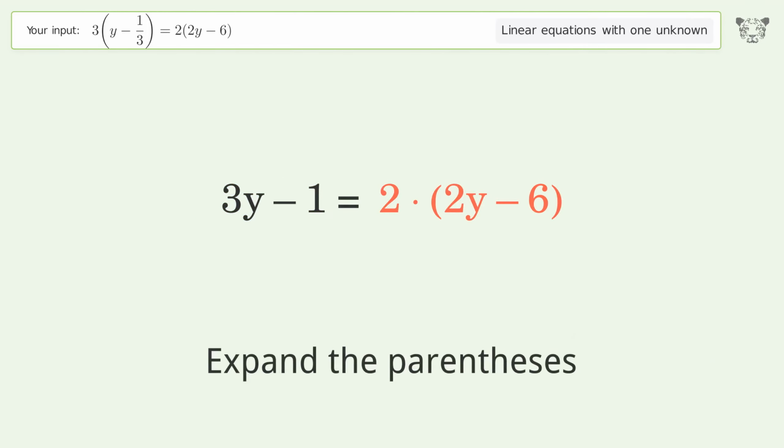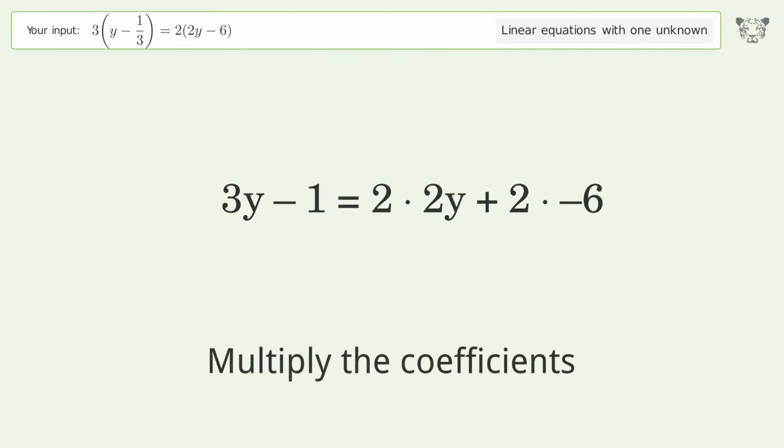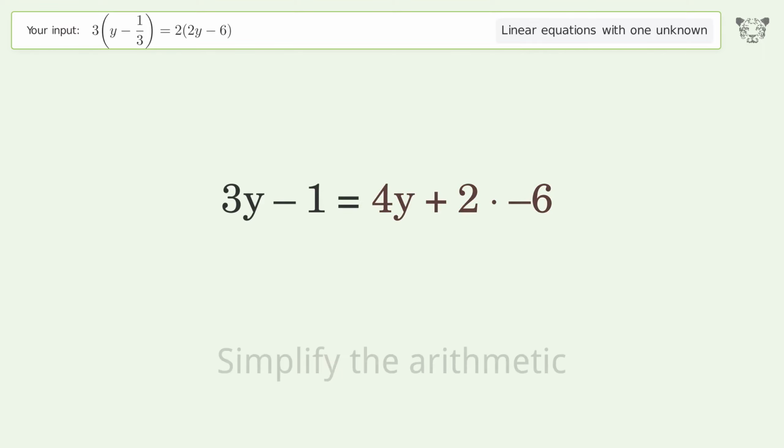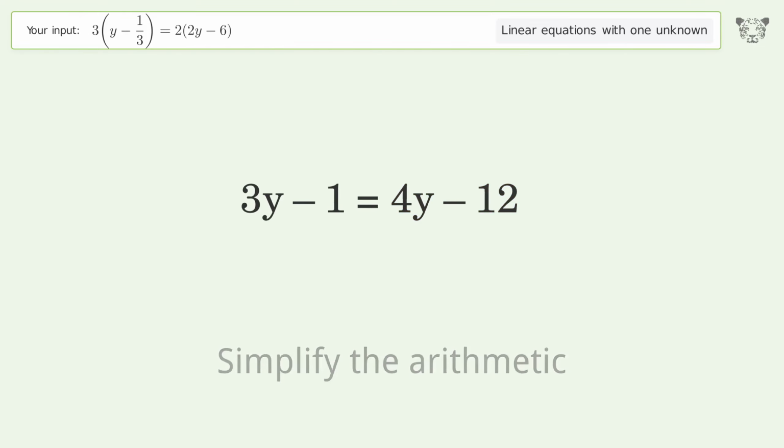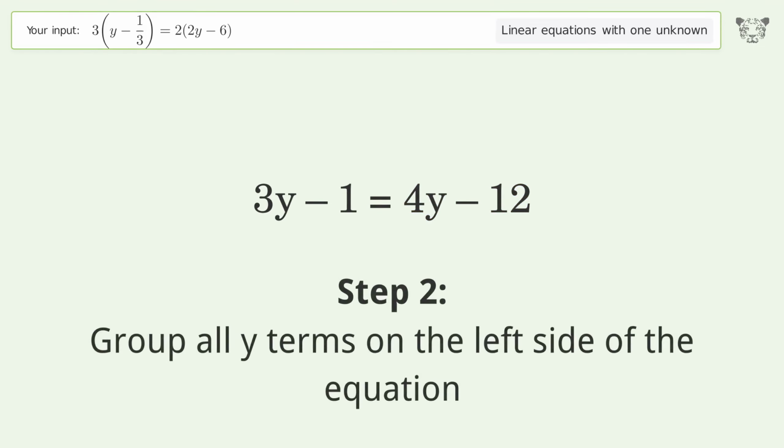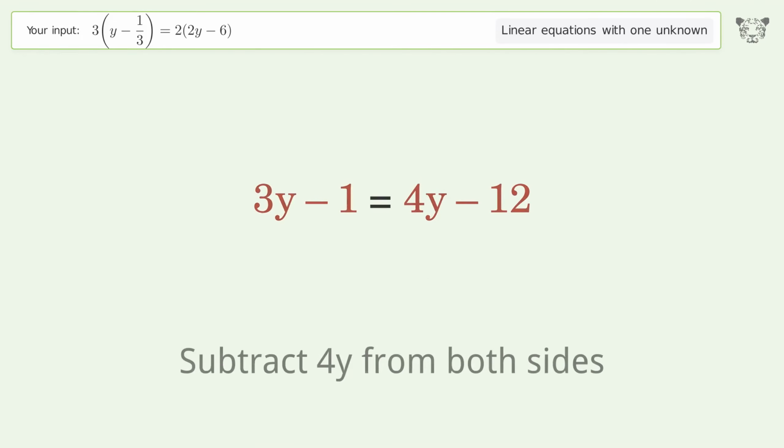Expand the parentheses. Multiply the coefficients. Simplify the arithmetic. Group all y terms on the left side of the equation. Subtract 4y from both sides.